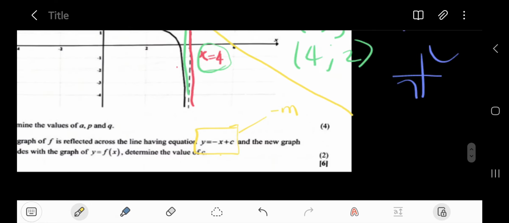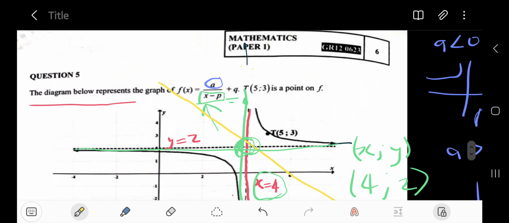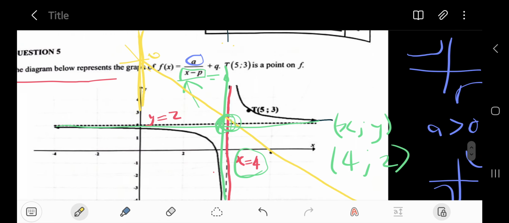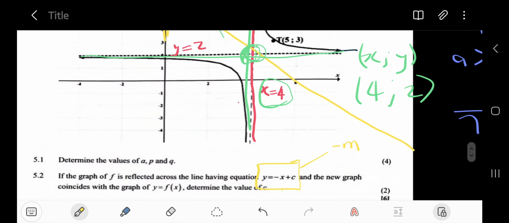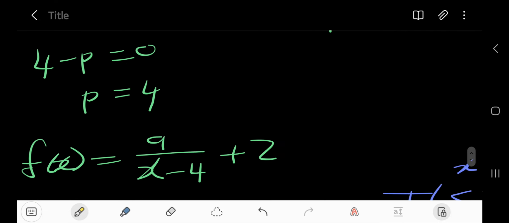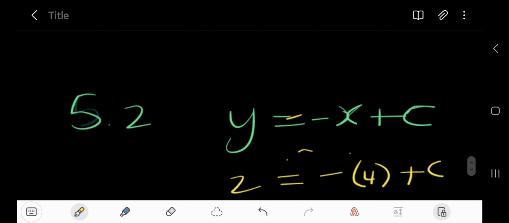So let's just make sure this makes sense, guys. Okay, so c is equal to 6, and it makes sense because our 6 represents, in that case, our y-intercept. So our 6 is going to be somewhere above there, right? If you got a negative value for c, it wouldn't make sense. You understand what I mean? So just make sure that you can verify your answers like that. So yeah, this is it for this question.